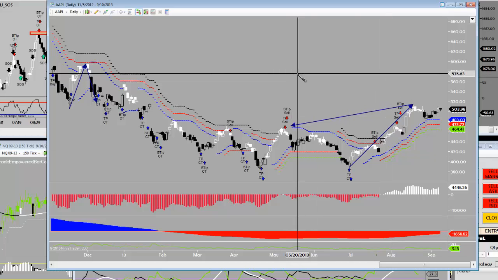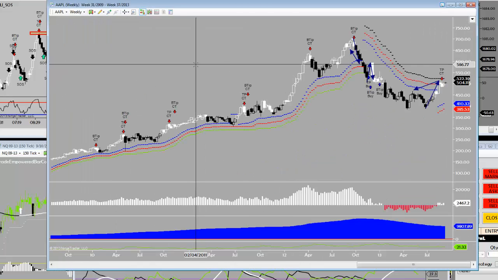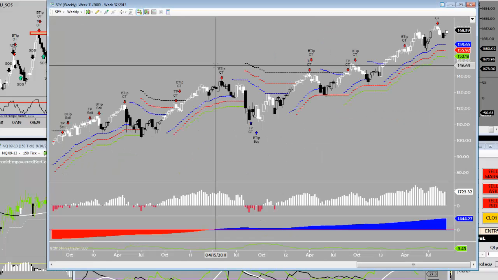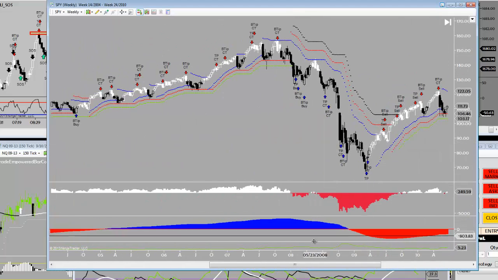Yeah, let's take a look at the spider. And again, you can take a look at this. Let's go out to the weeklies, and just use it as a higher time frame type setup. So again, let's take a look back.